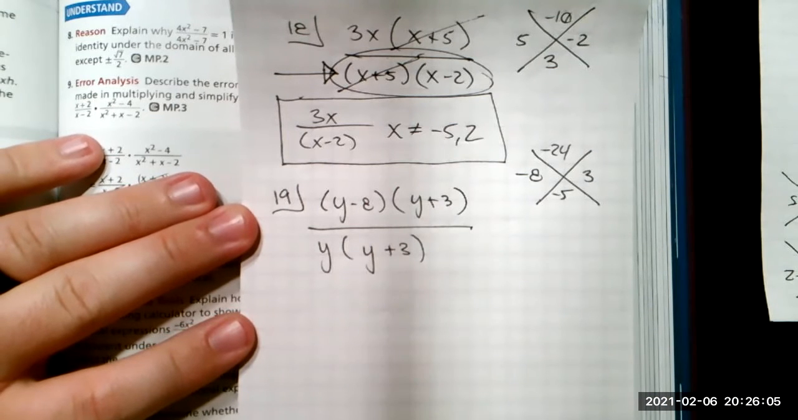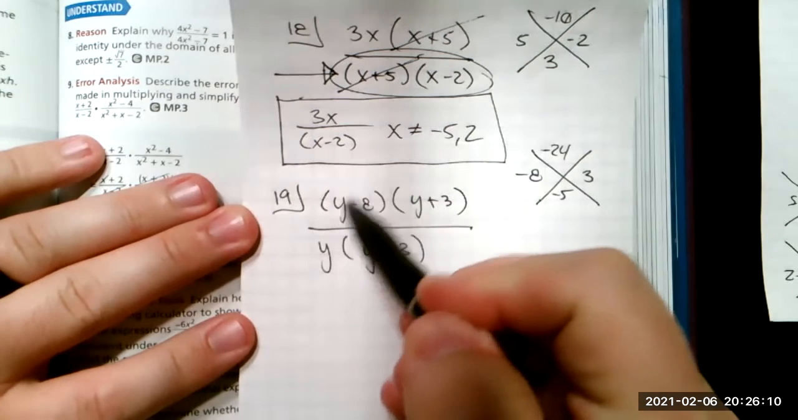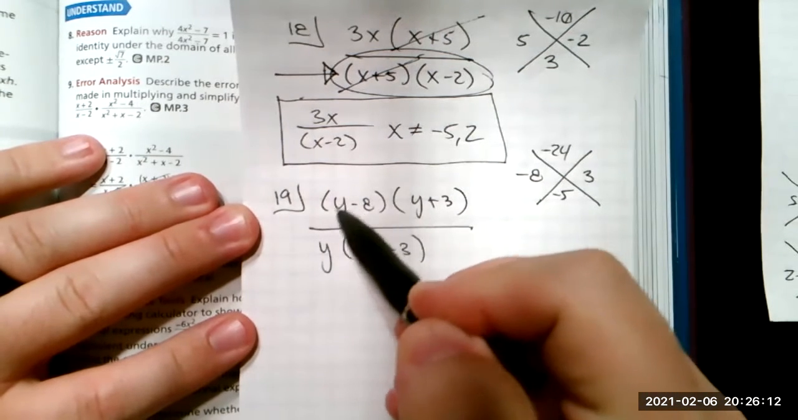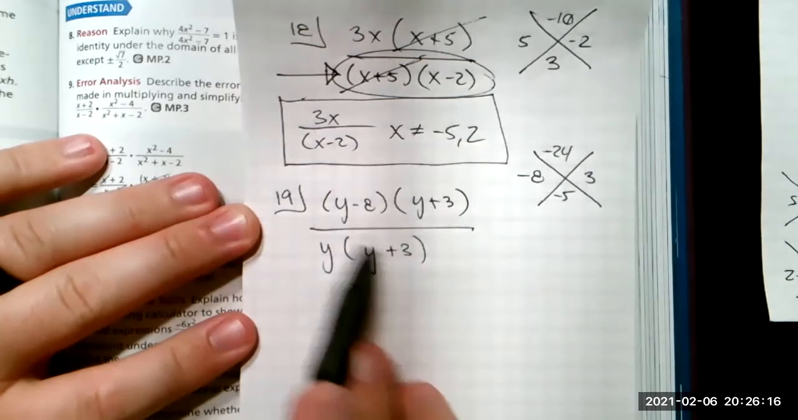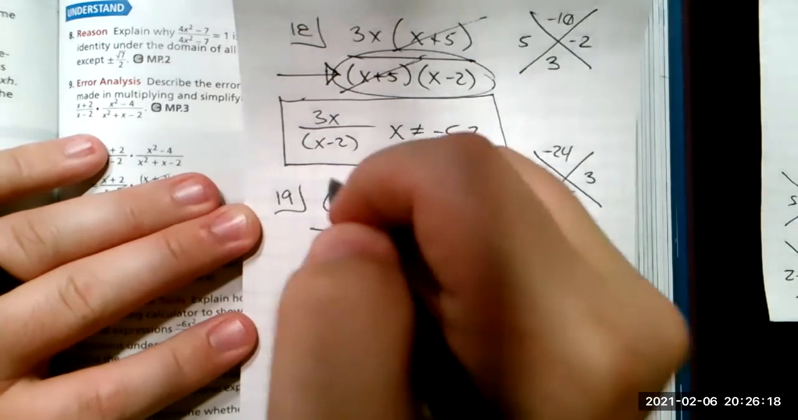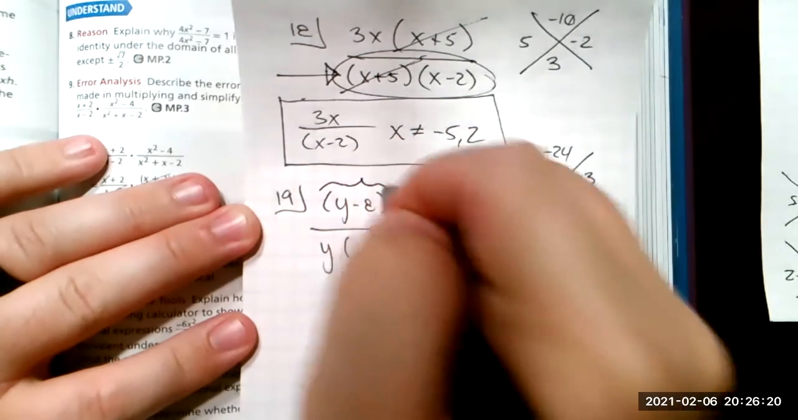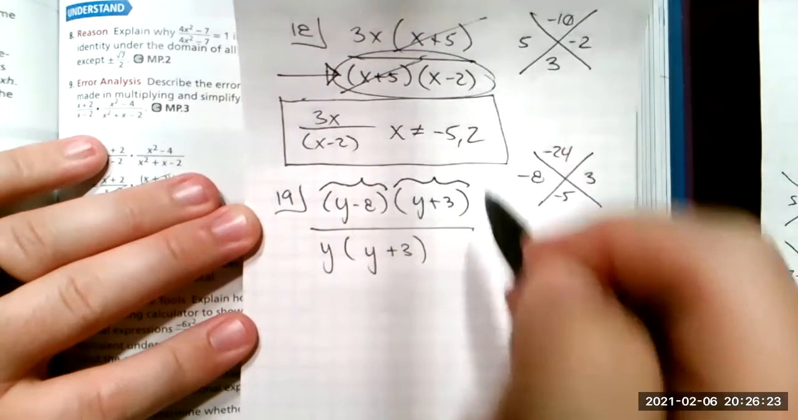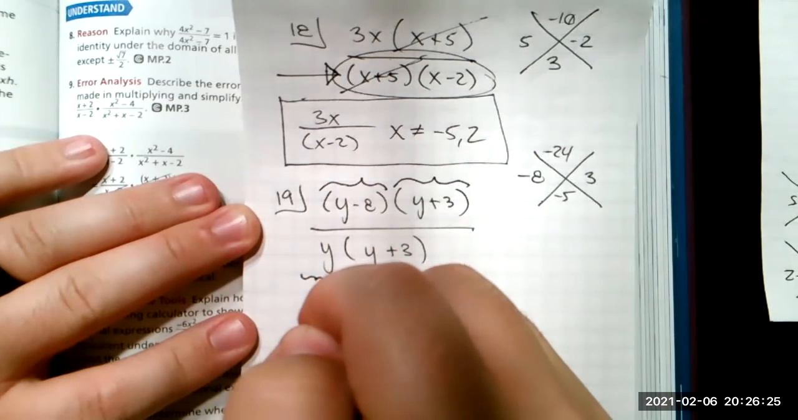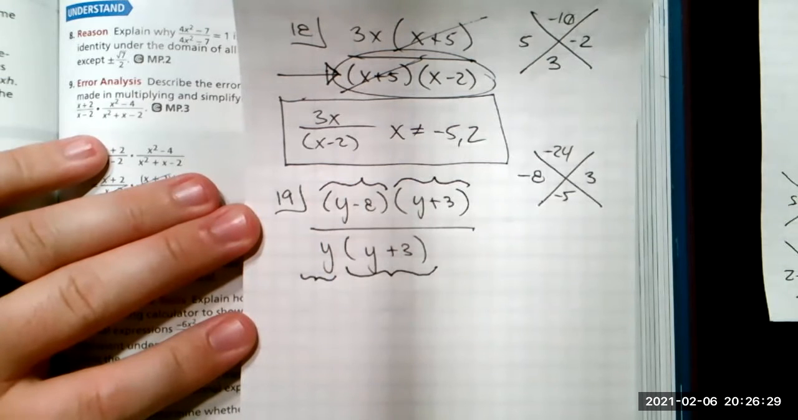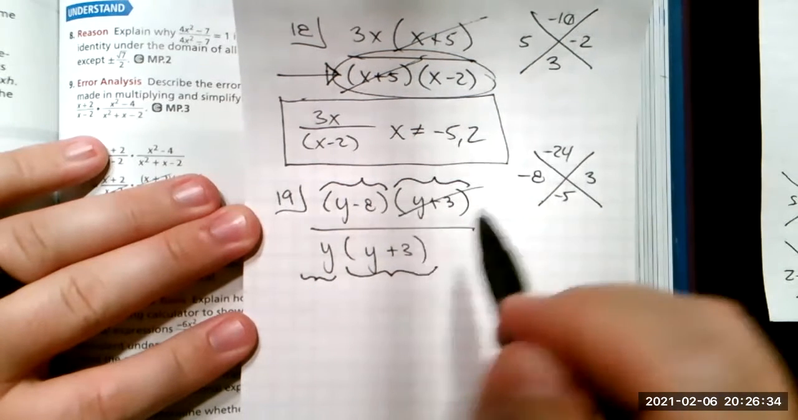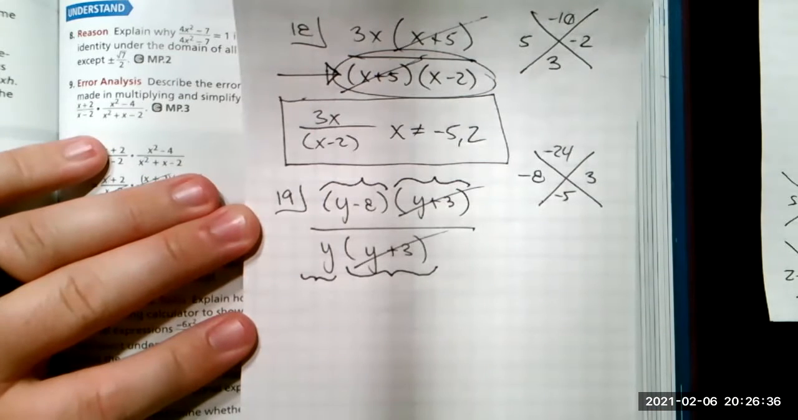Remember, the only thing I can cancel are factors, things that are being multiplied. So I can't cancel this y and this y, or this y and this y, because those y's are being added and subtracted, right? So I have to cancel the entire factor, the entire thing that's being multiplied. This is where people screw up a lot, so make sure you're paying attention to that. I can only cancel the thing that's being multiplied, the entire set of parentheses.